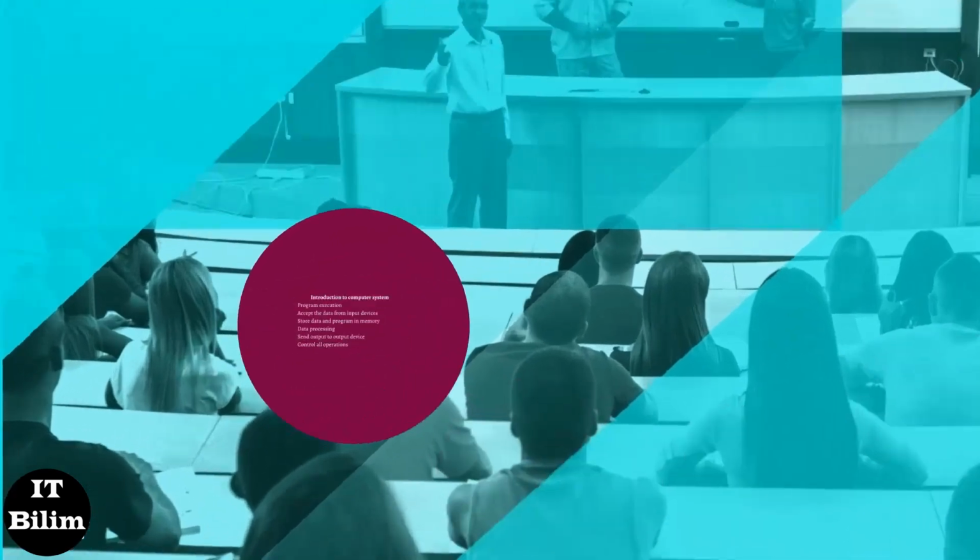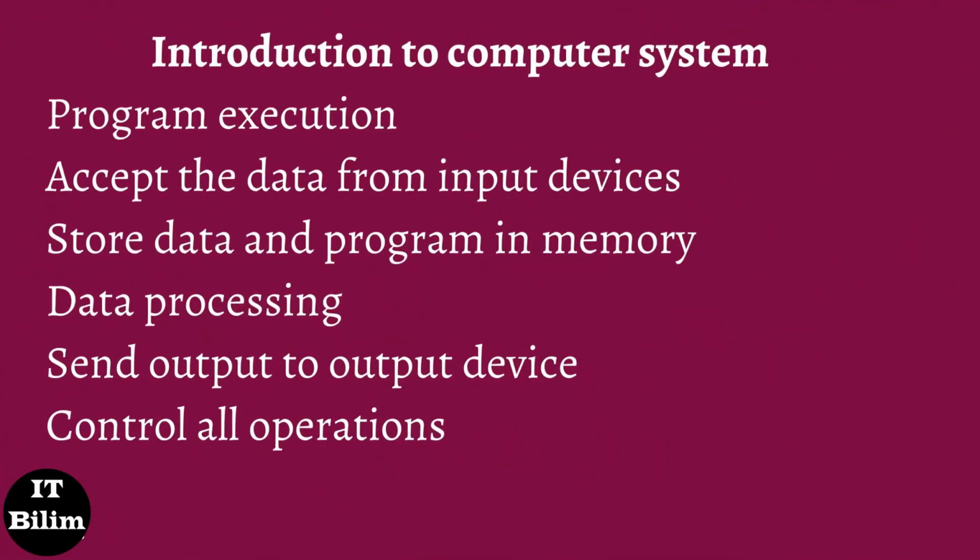Introduction to computer system. Program execution. The program execution is the main function of the computer system. The computer system makes use of its hardware and software components to execute the program. Various components such as memory, RAM, CPU, input devices, and output devices perform different functions together during the program execution.